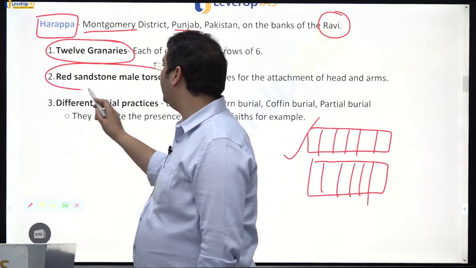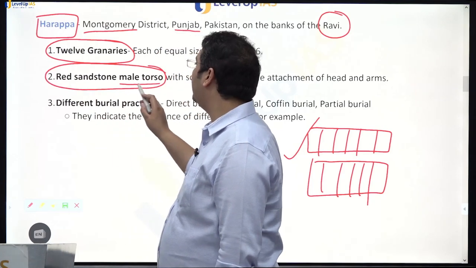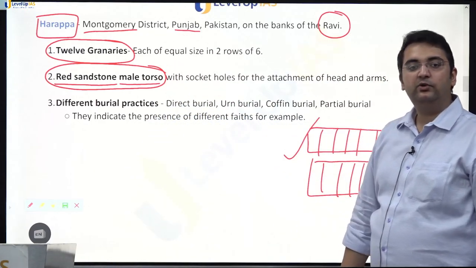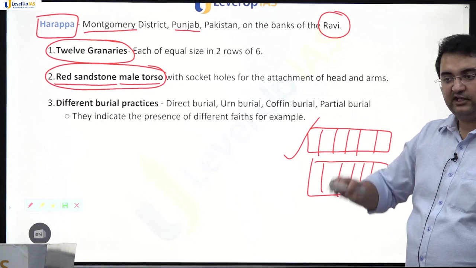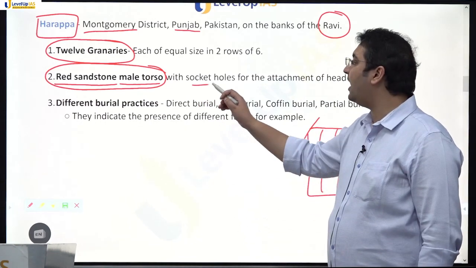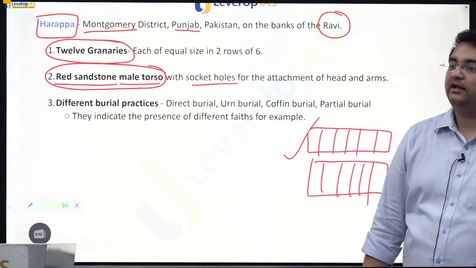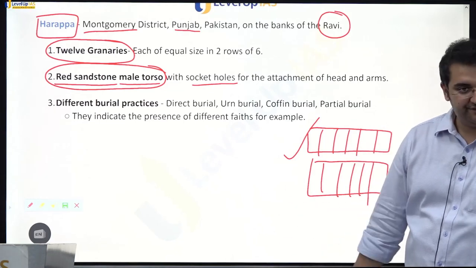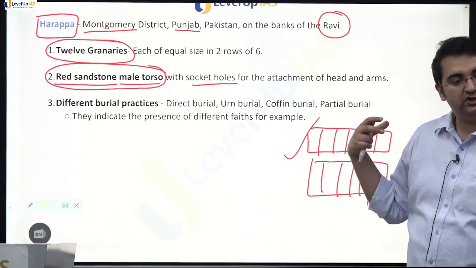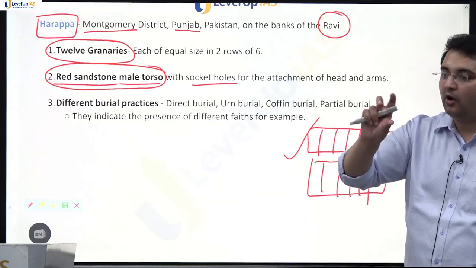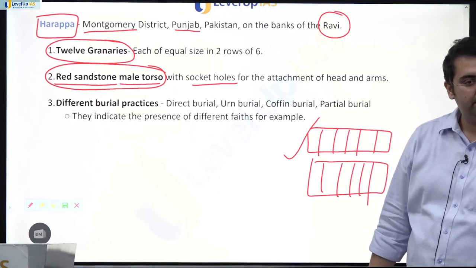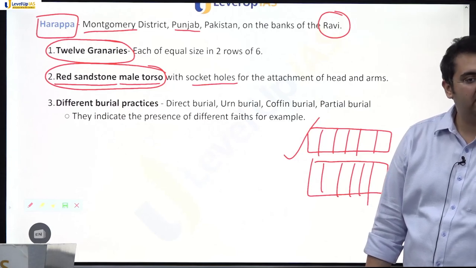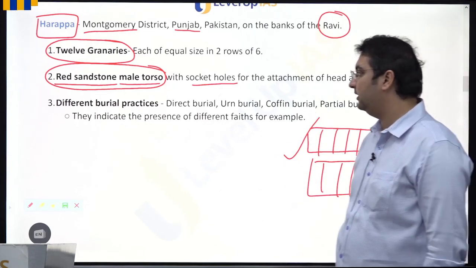Then we have also discovered a male torso made out of red sandstone, right? Unique part about this particular stone sculpture is that it has ball and socket joints, right? So it does not have its limbs or head. There are no head, no arms, no feet, but at the neck, at the shoulders, at the pelvis, you have ball and socket joints. What does this tell you? That this was probably used as a doll, as a children's toy. It had moving parts. Okay.